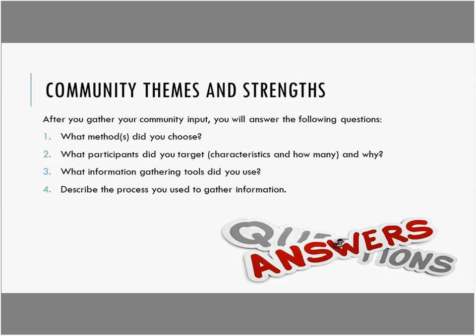So in the context of the tool, which we'll send out after our conversation today, you'll answer a couple of questions. You'll tell us about the method or methods that you chose. You'll tell us about the participants that you targeted, their characteristics, and how many and why. In some cases, the how many might be an estimate. So for a community input wall, for example, or a town hall meeting, you might not have the exact number, but that's okay. Just an estimate of how many individuals were engaged.